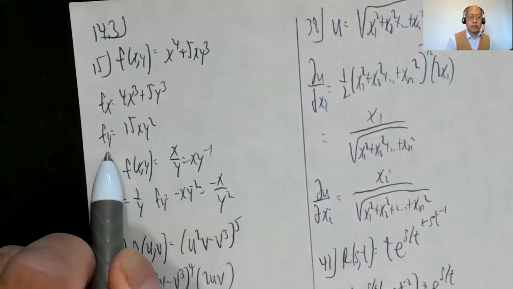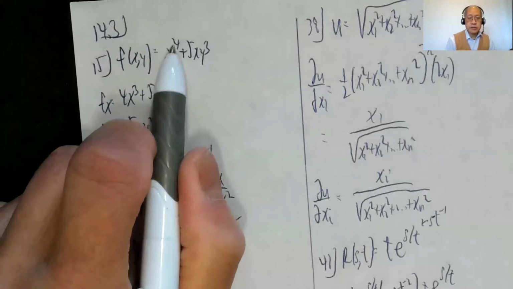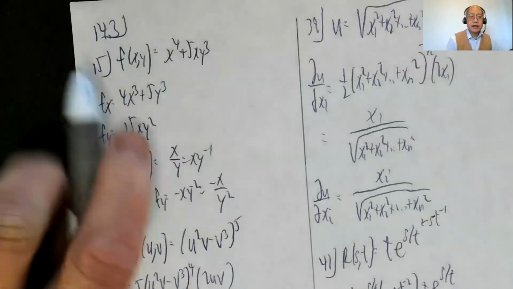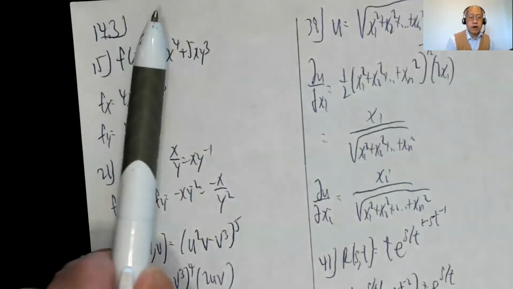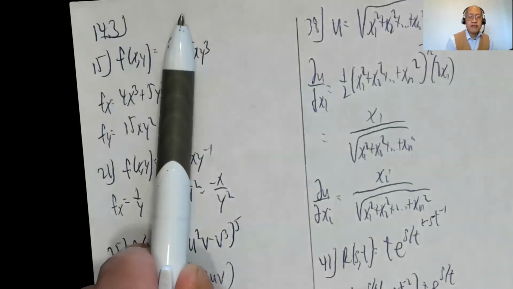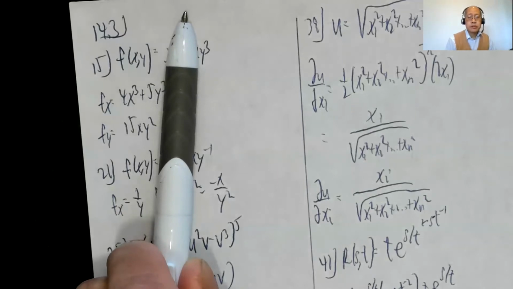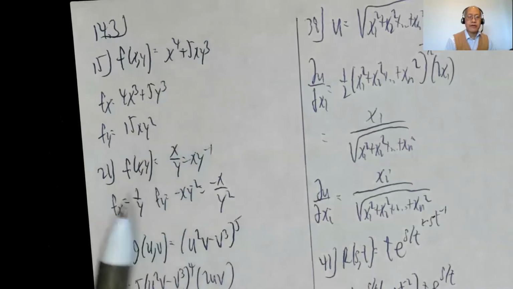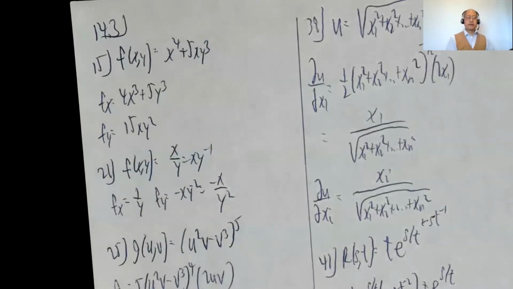How about the derivative with respect to y? Well, x to the fourth is constant, so its derivative is 0. And here, if I differentiate with respect to y, the coefficient is 5x. So it's 5x times the derivative of the y cubed, which is 3y squared. So 3 times 5x, 15xy squared.